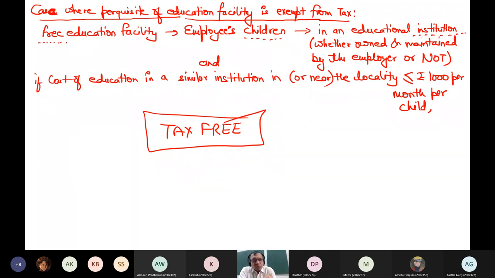This is the fourth condition. If cost of education in a similar institution in the locality or near the locality does not exceed 1000 per month per child, then in that case, the perquisite of education is tax free. So to get the tax free perquisite, you need four conditions to be satisfied. It should be totally free, given to employees' children in an institution, and if cost of education does not exceed 1000 per month per child, then this education is tax free.